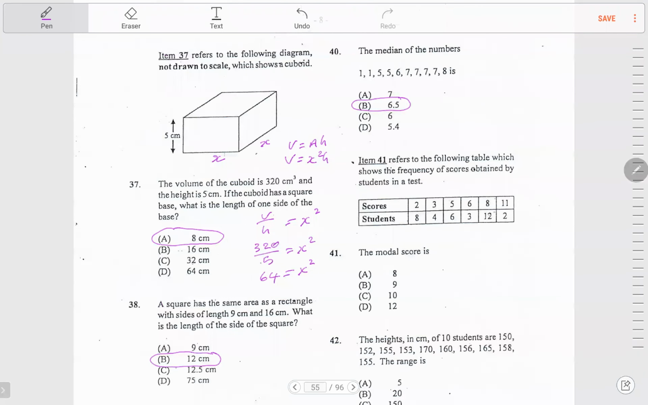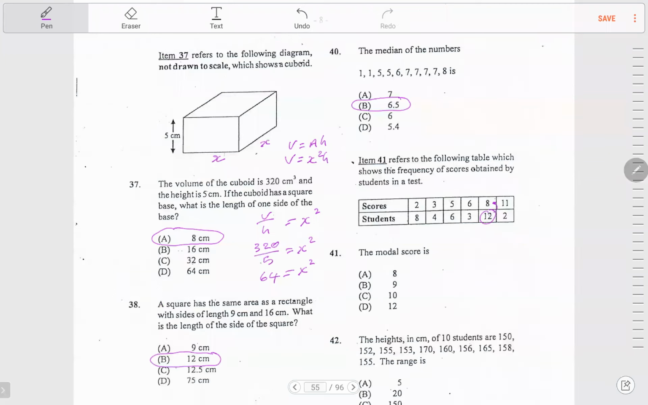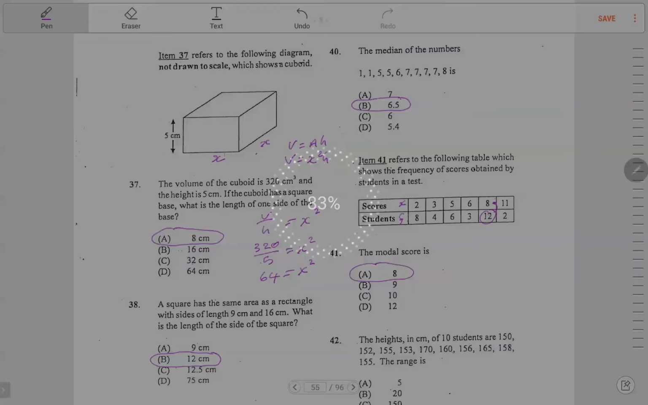This one, we did this one already as well. We said the mode corresponds to the highest frequency. This is the highest frequency, and so the score for the highest frequency is 8. So the answer for that one is 8. Remember, these are the frequencies and these are the scores. So the mode is 8 because it corresponds to the highest frequency of 12. All right.